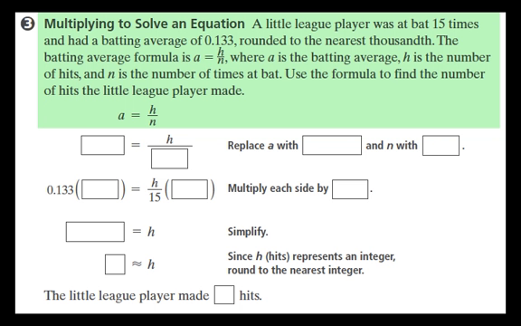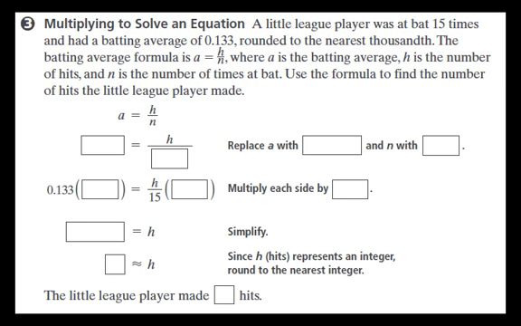Multiplying to solve an equation. A Little League player was at bat 15 times and had a batting average of 0.133, rounded to the nearest hundredth. The batting average formula is A equals H over N, where A is the batting average, H is the number of hits, and N is the number of times at bat. Use the formula to find the number of hits the Little League player made.